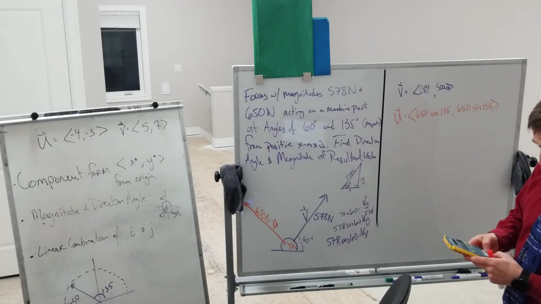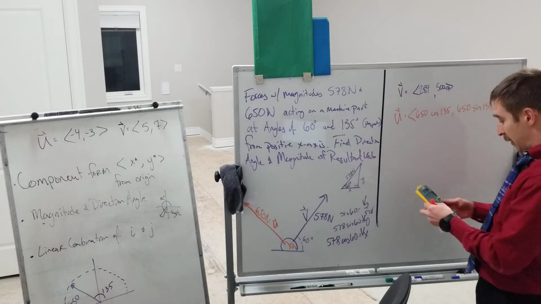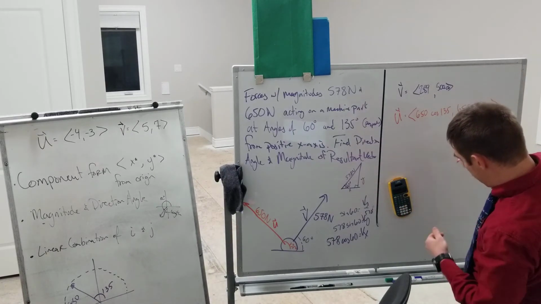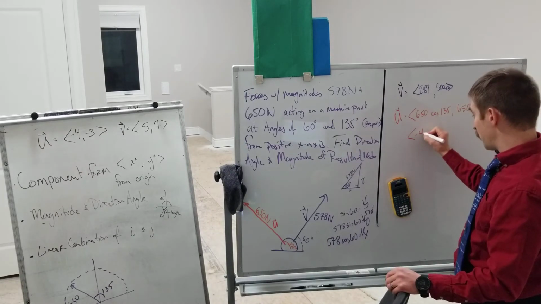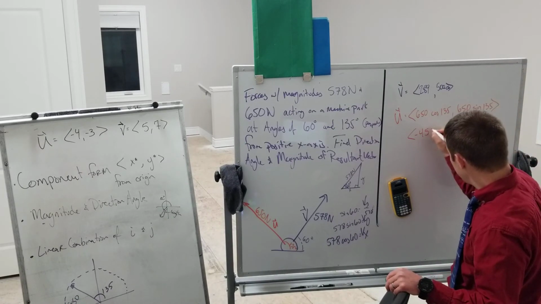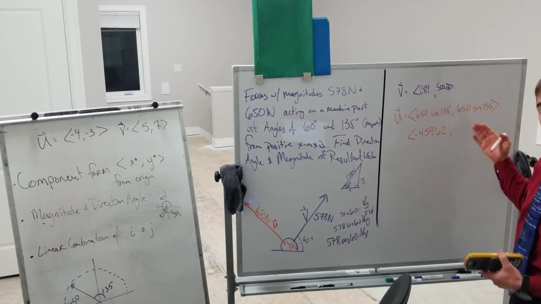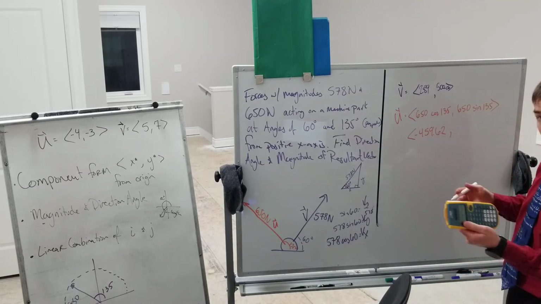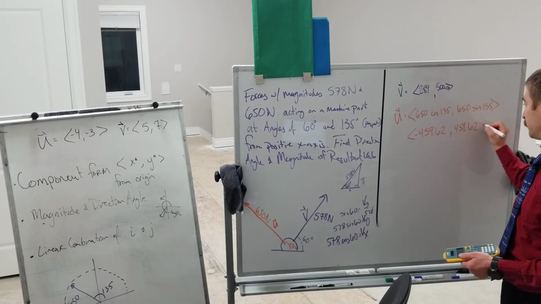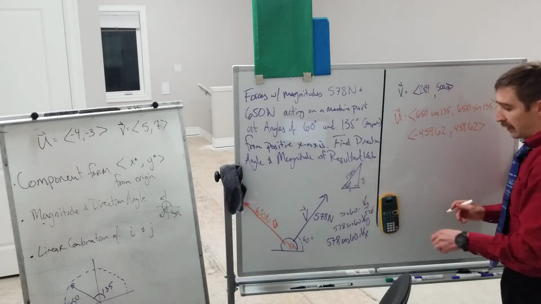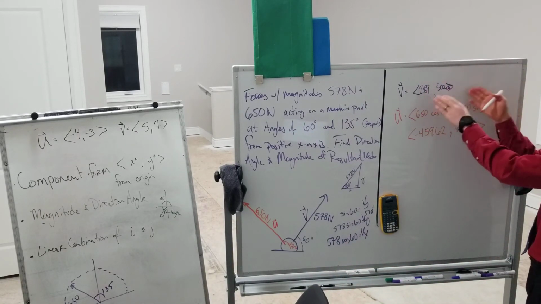All right, so 650 cosine 135. That gives us negative 459.62. I'm just rounding to the 100th. Negative 459.62, comma, and then it's going to be the same but positive here. I mean, now you can plug it in if you want, but 459.62. All right, so I have my component form for u, my component form for v.